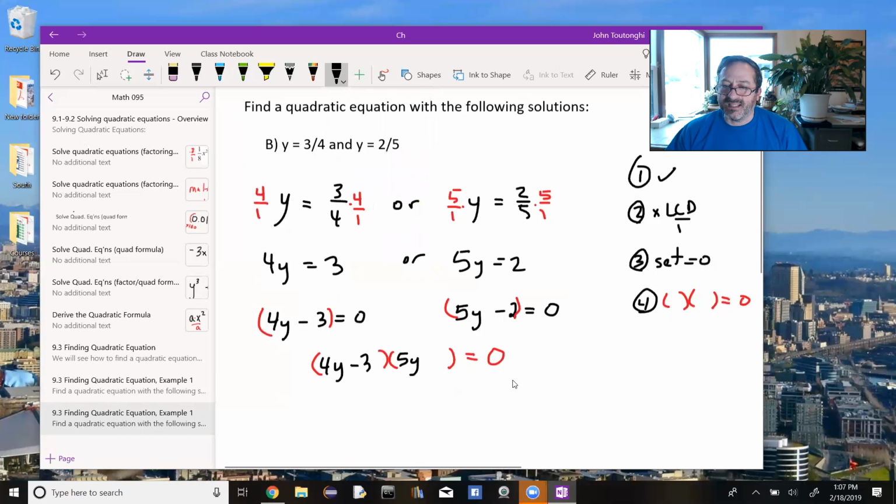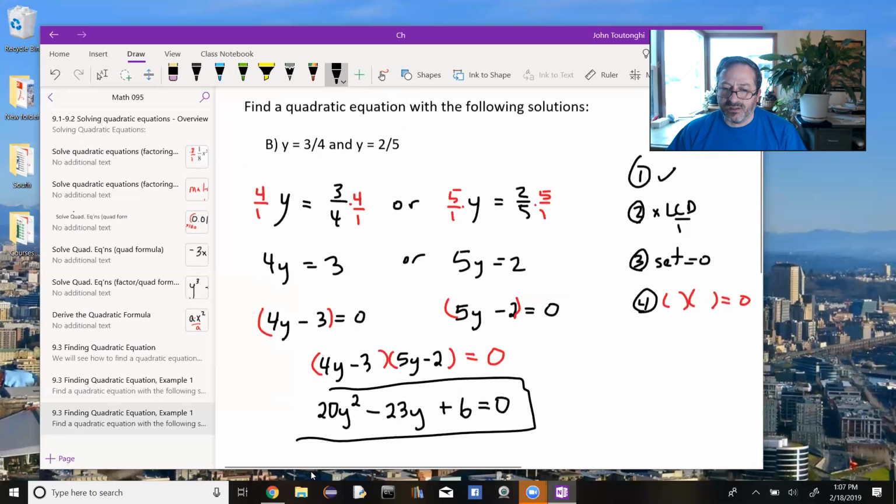I mean, this actually is a solution, right? This is a quadratic equation who has those two values as solutions, but our homework wants us to multiply this out and simplify it. So we'll get 20y squared, and then I've got a minus 8y and a minus 15y. Combining those gives us a minus 23y, and then plus 6 equals 0. And that is a quadratic equation which has the values y equals 3/4 and y equals 2/5 as solutions. If you need to grab this, go ahead and pause it.